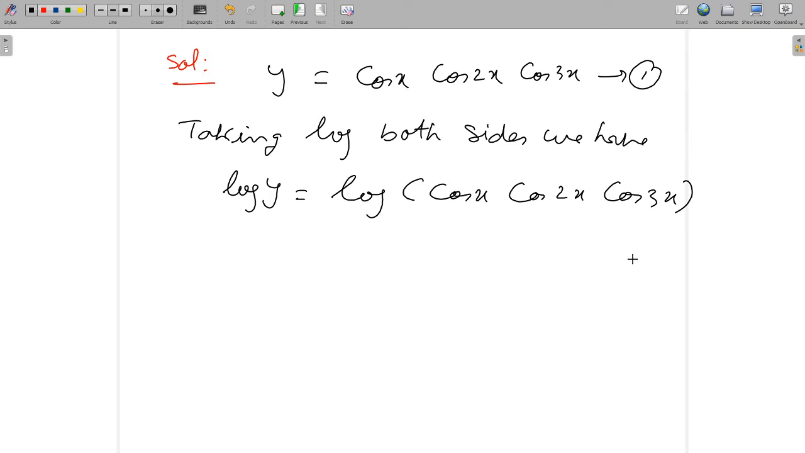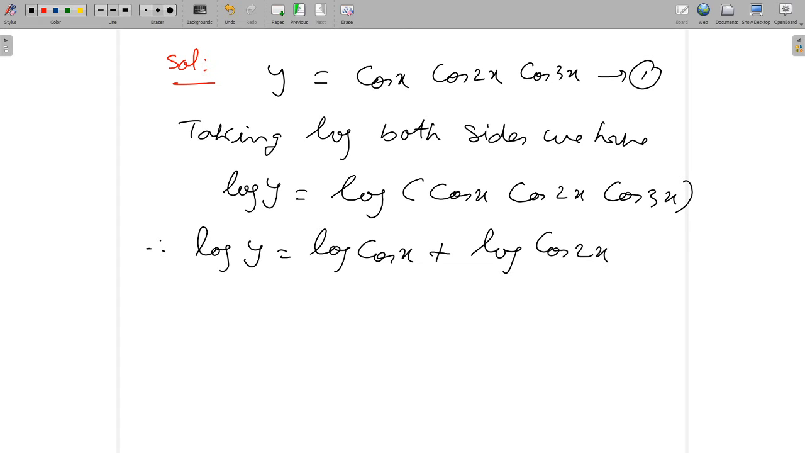So we'll expand this, so this will become, therefore log of y is equal to, we know that log of a into b is log a plus log b. Similarly, that rule is to be extended if there are more terms, so we can write in expanded form as log cos x plus log of cos 2x plus log of cos 3x.